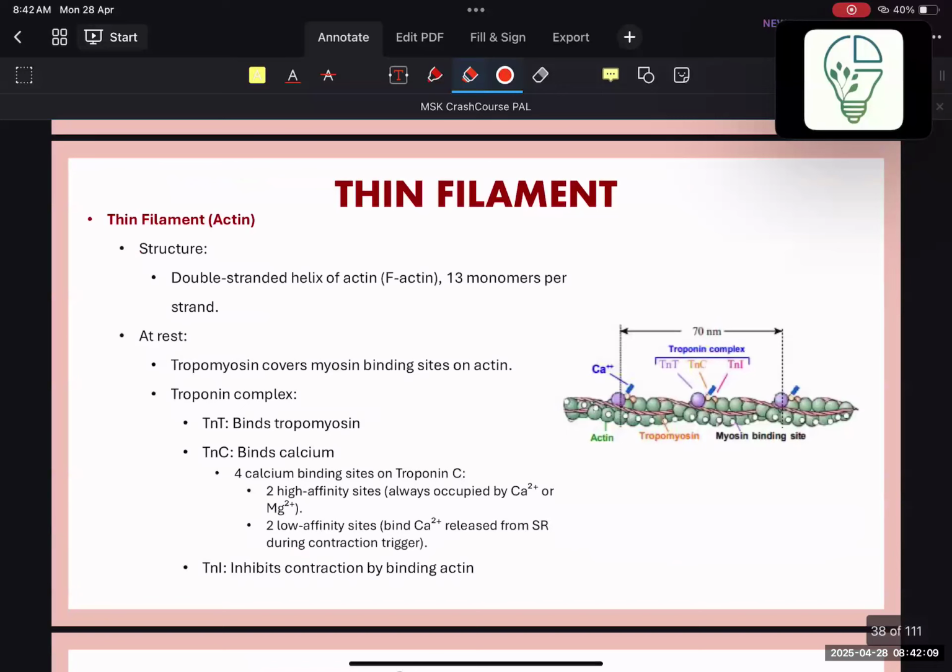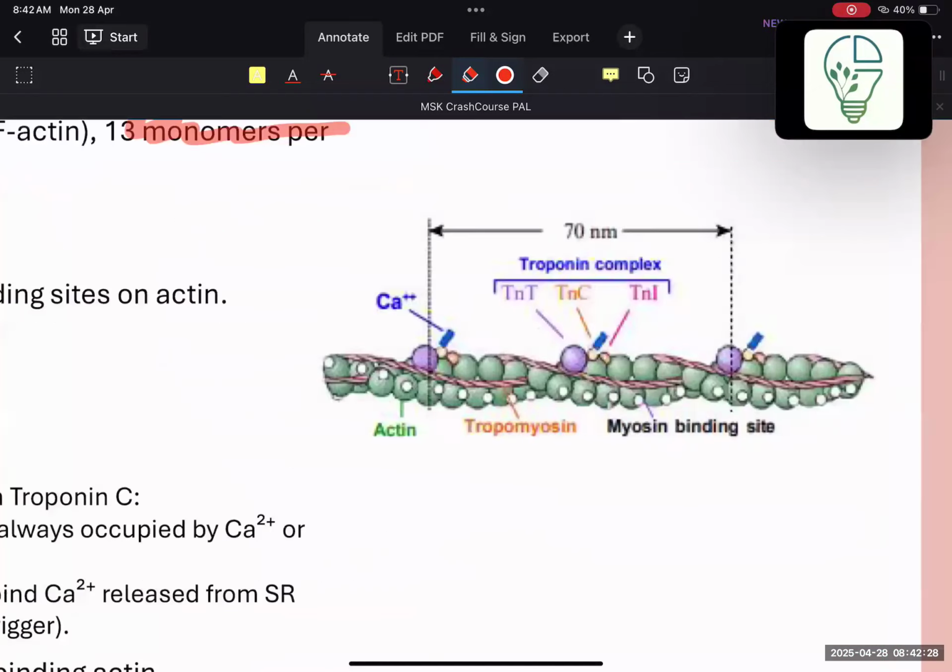Now let's talk about the thin filaments inside our skeletal muscle. Thin filament, from before, refers to actin. What is actin? What is your thin filament? It's a double-stranded helix of actin, and you have exactly 13 monomers per strand. Let's take a look at the diagram over here. We can see in green we have our actin monomers, and then you have a ribbon in orange called the tropomyosin. And then on the actin, you have something called the myosin binding site. Your tropomyosin is typically inhibiting the myosin binding site when you're at rest.